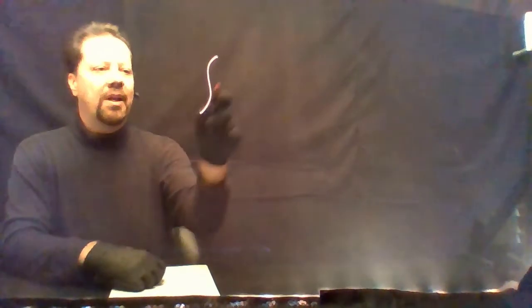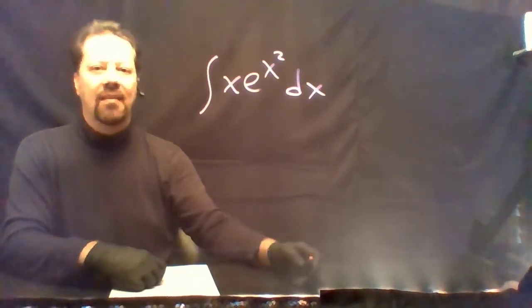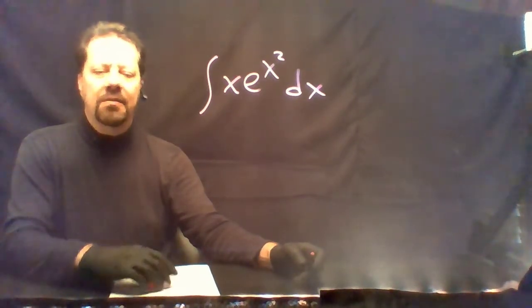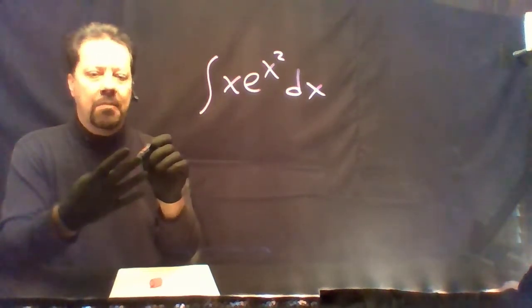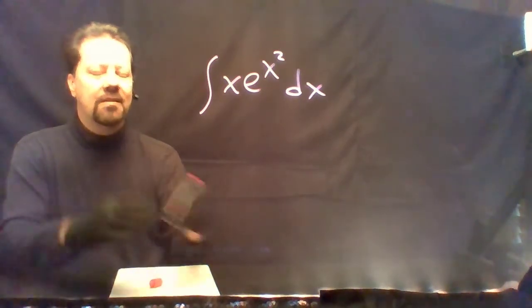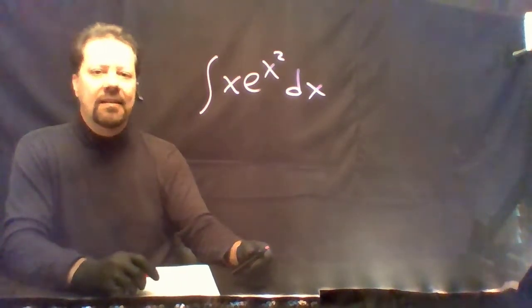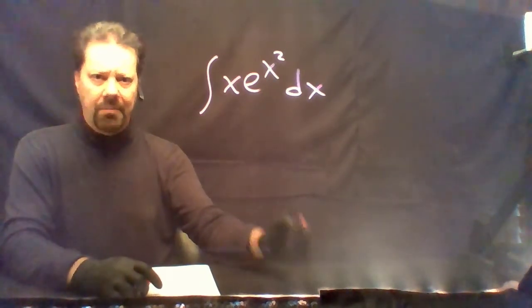On the next problem, we're integrating x e to the x squared dx. What is the method of integration? Remember our paradigm of 4: u sub, partial fractions, trig sub, and integration by parts. While this might look like an integration by parts problem, it's not. We see the derivative of something lying around. So this is a u sub problem.